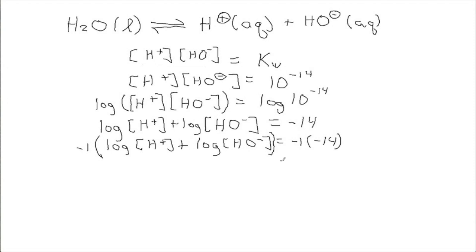So next, please pause the video and rewrite the left side of this equation. How could you simplify the left side of this equation? Well, I hope you used the distributive rule. The distributive rule can simplify this left side. And how could you simplify the right side? Well, negative 1 times negative 14 is positive 14.